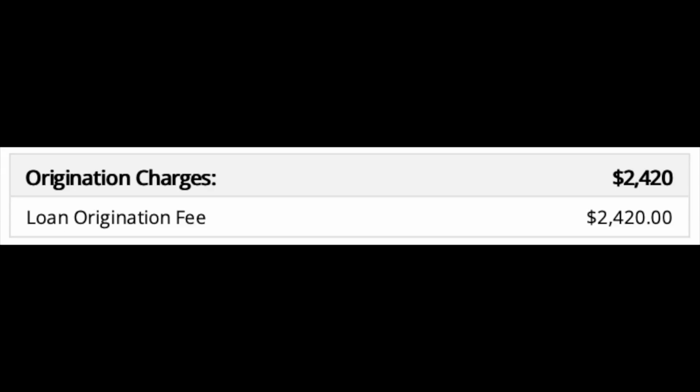Moving down to the next line, origination charges. So this is the loan origination fee. After speaking with my lender, they charge a flat 2.75% based on the loan amount. So if you were to take 2.75% and times it by 88,000, that is where this origination charge is coming from. With the DSCR loan, because it is a commercial loan, you're just going to have to pay that. It's not something that you can really avoid.